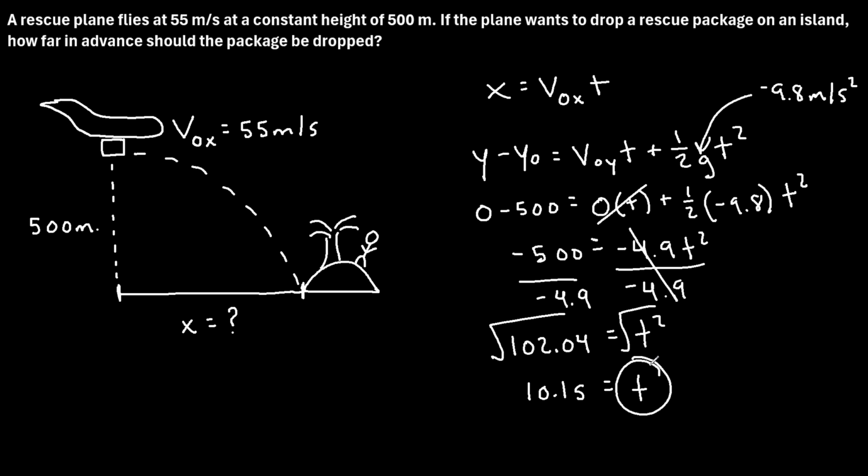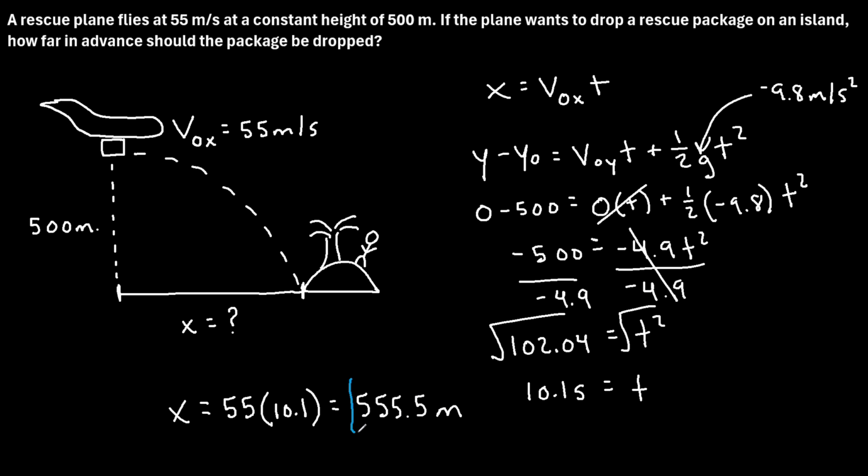Now that we know this t value, we can jump back up here and figure out what x is. x is equal to the initial velocity in the x direction, that's 55 meters per second, multiplied by the time, which we just found is 10.1. When you multiply those two together, you come up with 555.5 meters. So that is our answer for this one. This package needs to be dropped 555.5 meters in advance of the island in order for it to land directly where the island starts.